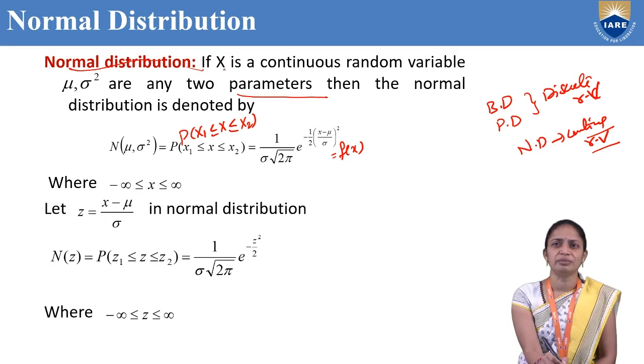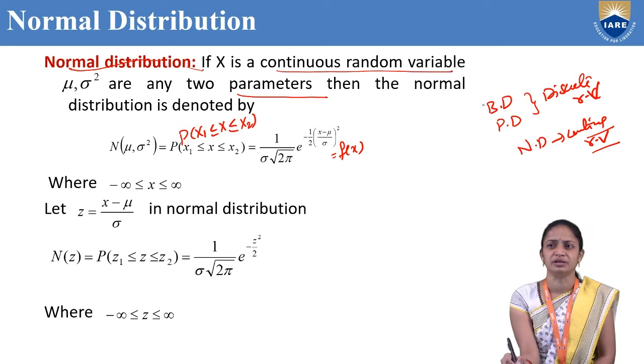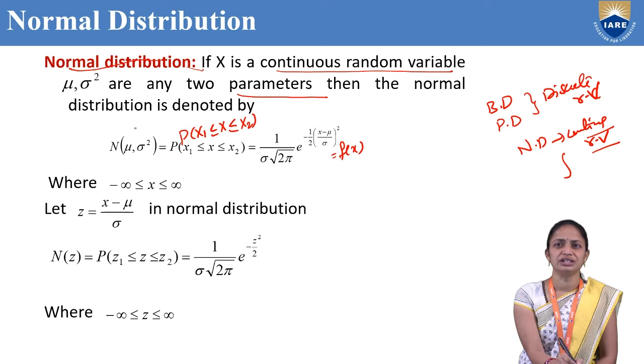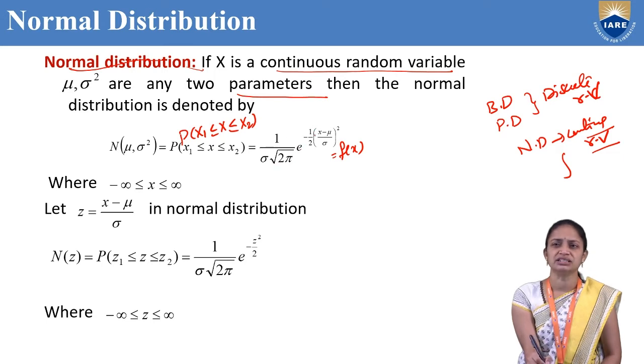In the normal distribution, X is a continuous random variable. That means here we have to use integration. The main formula is f of x equal to N of mu, sigma square, that is equal to P of x1 less than or equal to X less than or equal to x2, that is equal to 1 by sigma root 2 pi e power minus 1 by 2 times (x minus mu by sigma) whole square, where minus infinity less than or equal to x less than or equal to infinity.